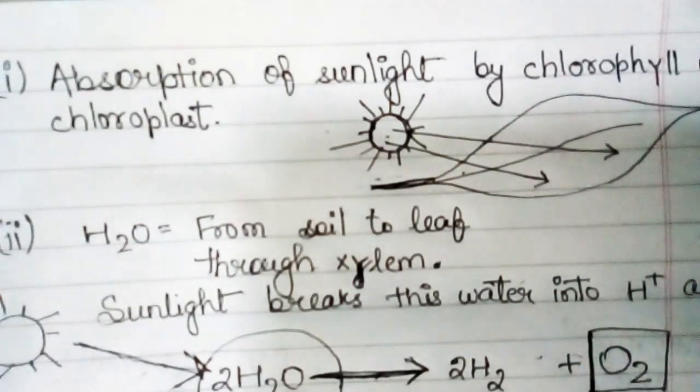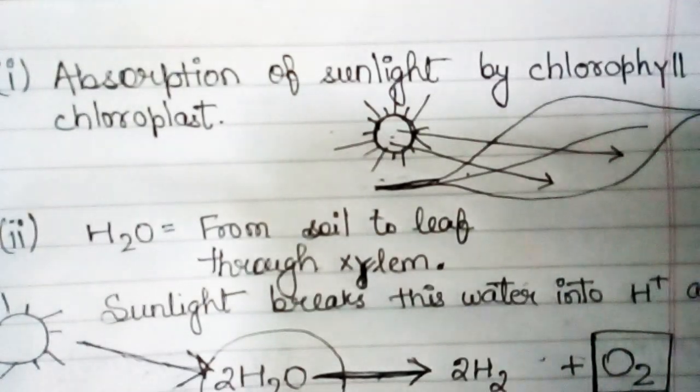Today I will teach you photosynthesis in plants. First of all, there are three steps which green plants follow to do photosynthesis.